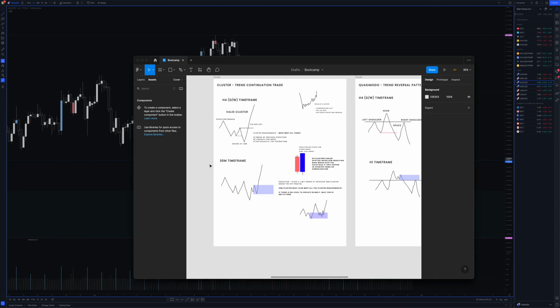I am looking at the trading time frame where I need to find a cluster that has the same valid criteria, basically, as the H4 cluster had. Okay, so I will show you the examples in a second.